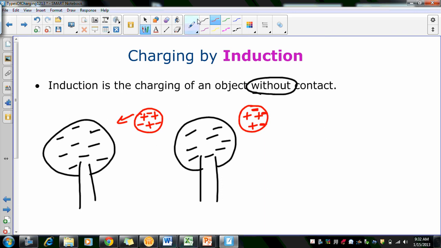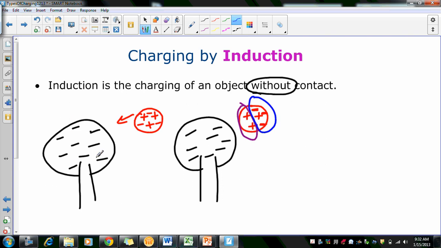And so what it creates is this area here that's positively charged, so a region that's positively charged, and here is a region that is negatively charged. Okay, so let's go through that one more time.